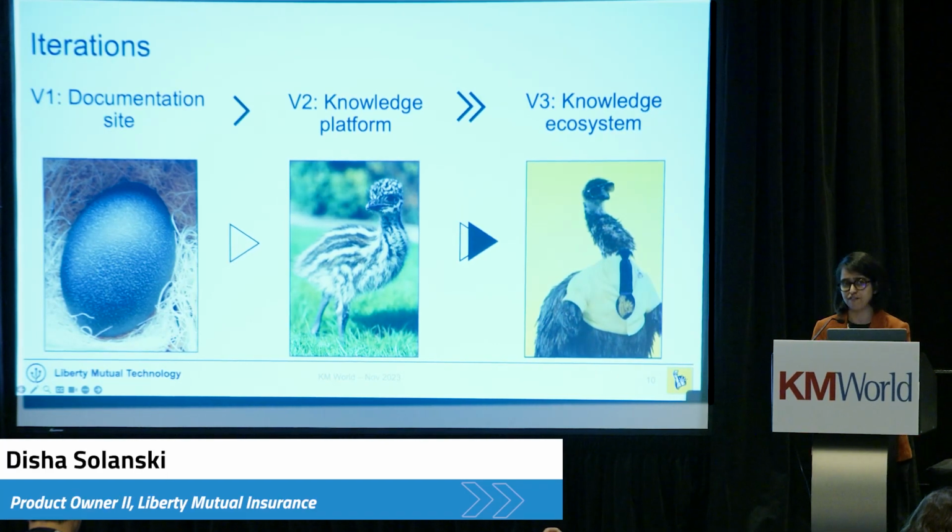So one of the tenets of Agile, as Rowena mentioned, is iterative development. It's just how we work. And this gives you a snapshot of how we worked through that. We started as a wee baby egg in our static documentation site, and then we evolved to a knowledge platform. And we are aspiring to move on to the next version of the evolution, which is a fully realized knowledge ecosystem. We'll talk you through all of these stages that we worked through.